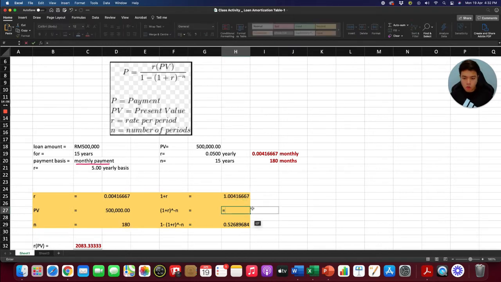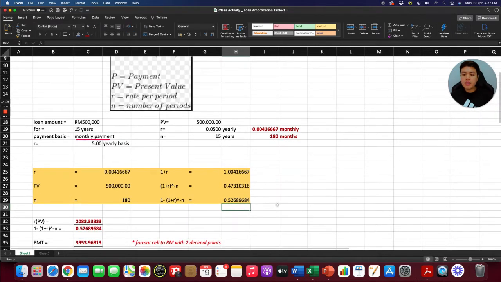Okay, 1 plus R you already have. To the power of, when you use Excel, shift 6. Shift number 6, then you get to the power of negative, don't forget, negative N. So you click 180, simply click it. There you go. And then finally you have 1 minus 1 plus R to the power of negative N here. So you have 1 minus this figure. There you go, you get 0.52689 here, all right?